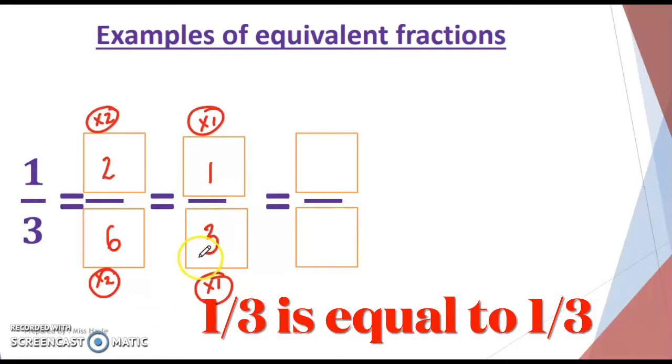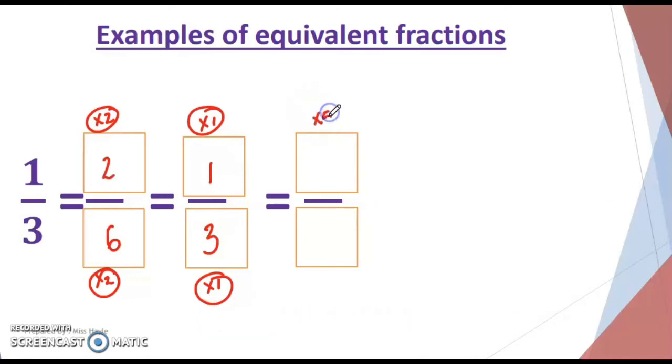The next number I am going to use is 5. So 1 times 5 is 5 and 3 times 5, that is 15. So my next equivalent fraction is 5 over 15. So if we should cancel 5 over 15 and 2 over 6, you would realize that you're still going to get 1/3 and that is why they are equivalent.